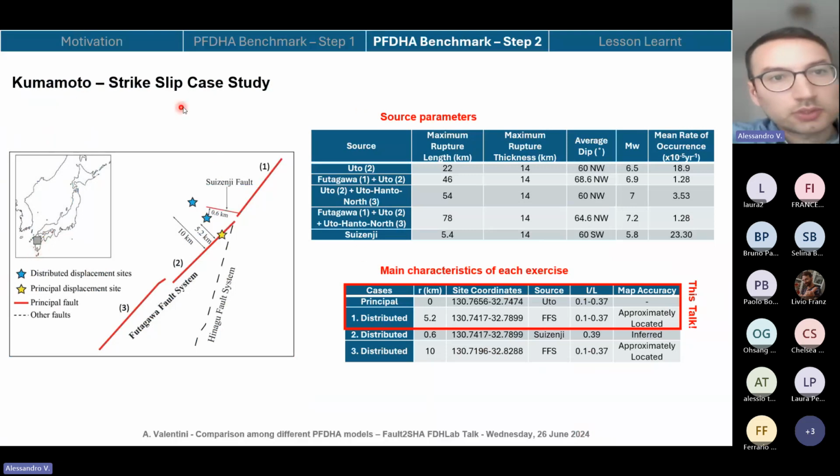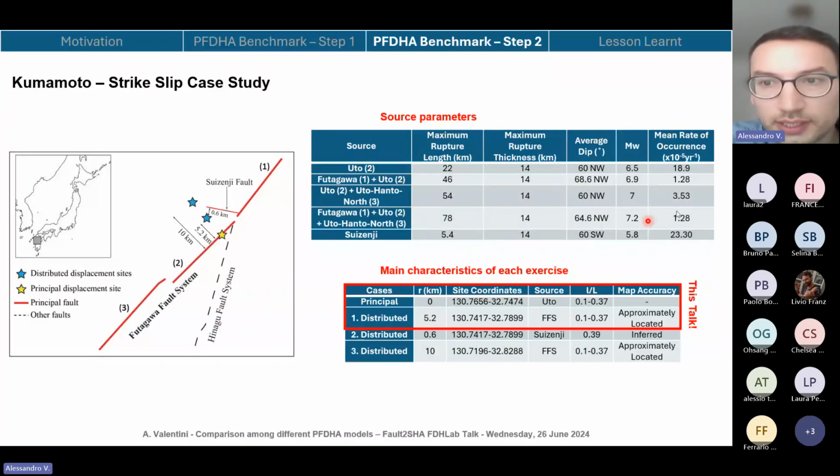So this is the Kumamoto strike slip case study. We are here in the south of Japan. The 2016 earthquake ruptured the Futagawa fault, the first segment, and part of the Hinagu fault system. The distributed ruptures are located mainly in this area here. For the full exercise, we put the site for the principal exercise here, where the yellow star is, and for the distributed cases, we put the sites here and here. I will show you only the results when the site for distributed rupturing is here, and it is 5.2 kilometers far from the principal fault.